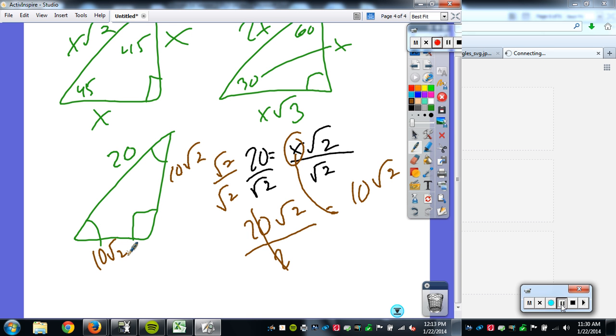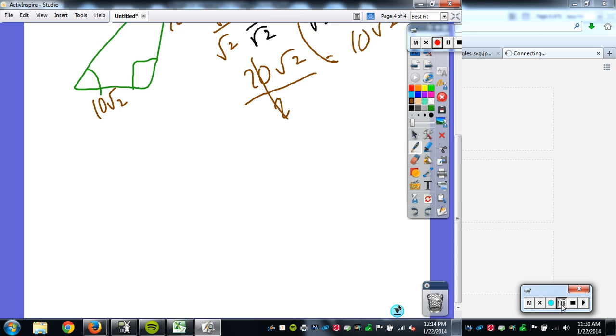Pretty easy, huh? You just got to set it equal to the side length that we're given. What if I told you that this side length was 5? What's this side? 5. What's this side? 5 root 2. It's not very hard, right? That's the nice one. Guess which one you probably always want to know? That one. Okay, now we're going to go with the 30, 60, 90 triangle.